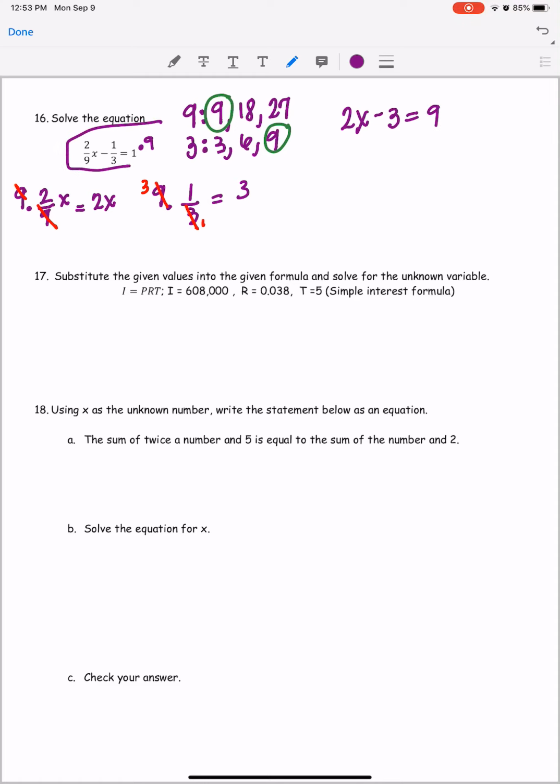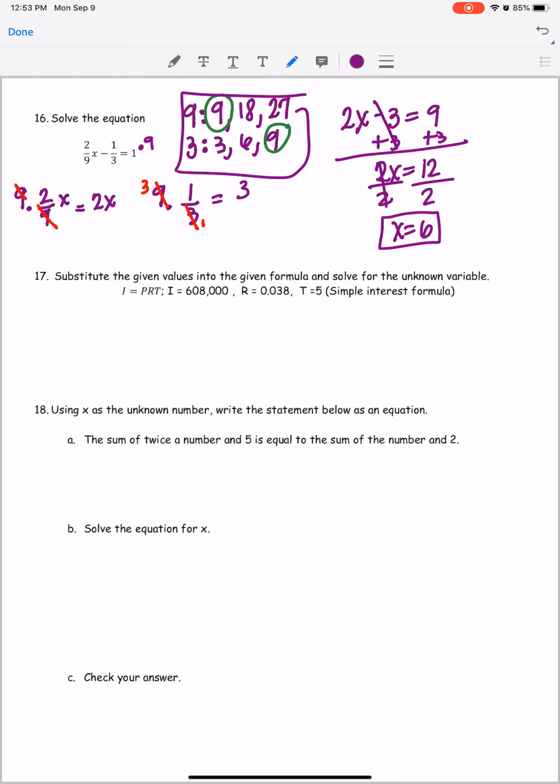I have taken this equation now, my original one, and rewrote it where it does not have any fractions. That's the whole point of that LCD. So now solve. So we're going to add our 3 over. So I got 2x equals 12. Divide by 2. And we get x is 6. Okay, and again, you can do this in your calculator without even needing to do all of this, since your calculator does fractions.